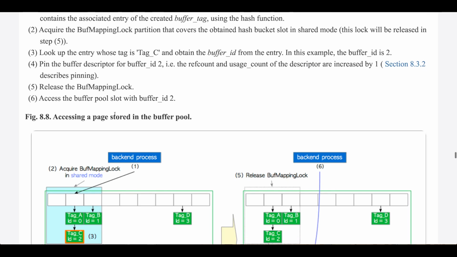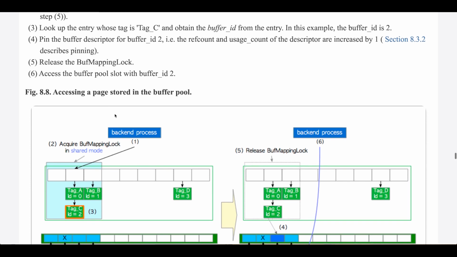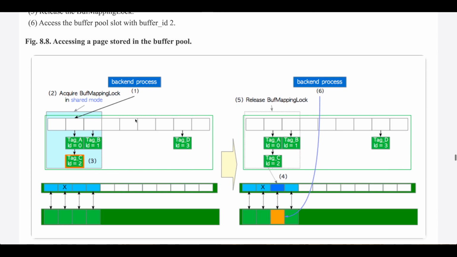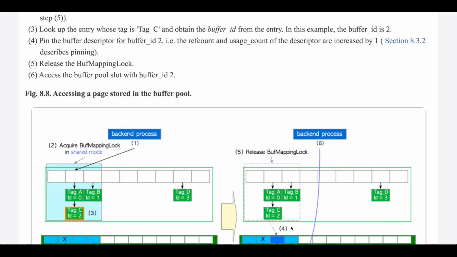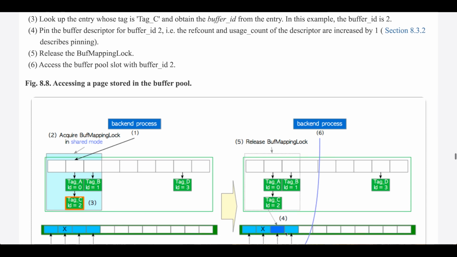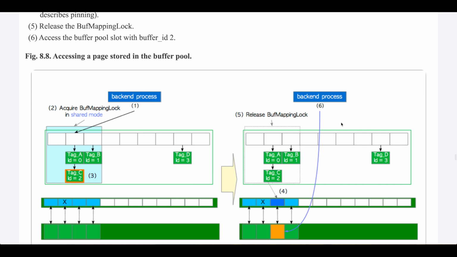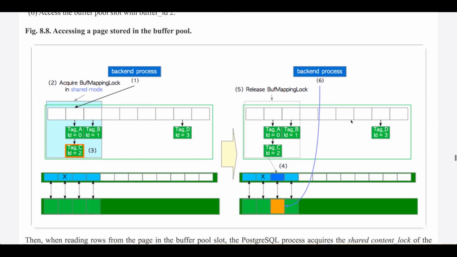Step 4. Pin the buffer descriptor for buffer ID 2, i.e., the ref count and usage count of the descriptor are increased by 1. 5. Release buffer mapping lock. 6. Access the buffer pool slot with buffer ID 2.